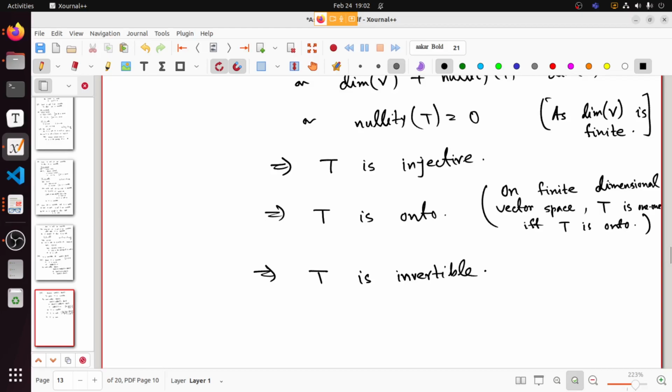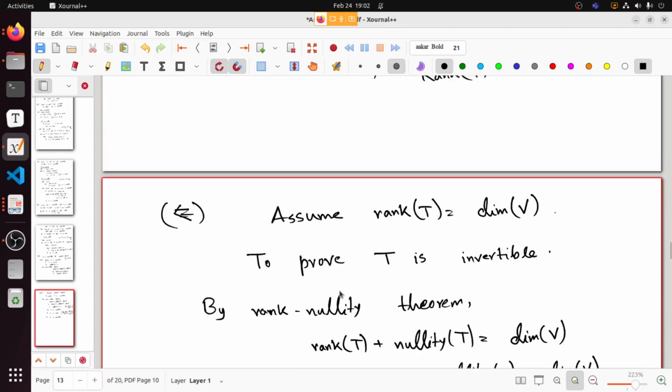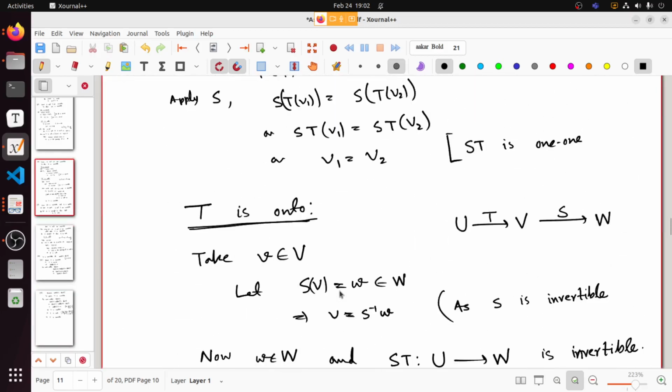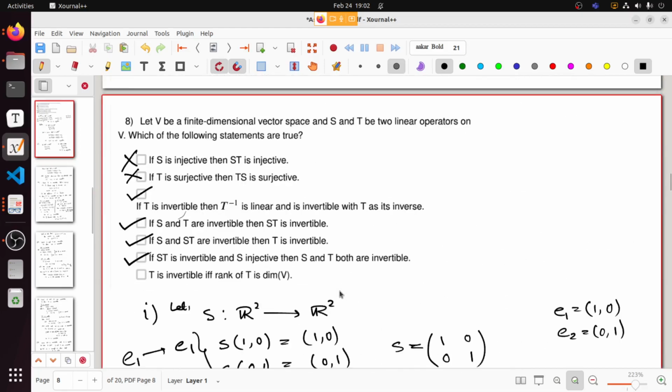Right. So you have proved that if the rank of T is the dimension of B, then T is invertible. So you have proved both parts. So you have proved the if and only if statement. So option number 7 is also correct. Okay. So question number 8 is done.